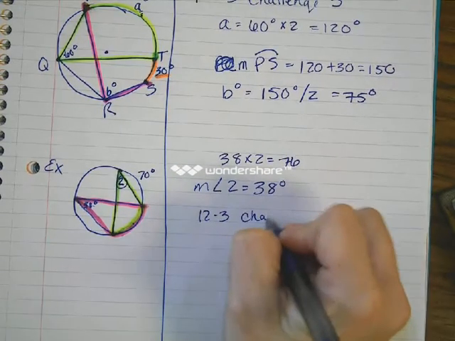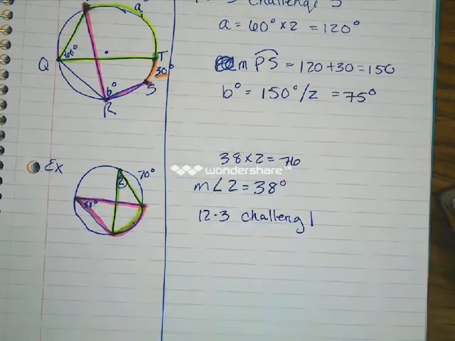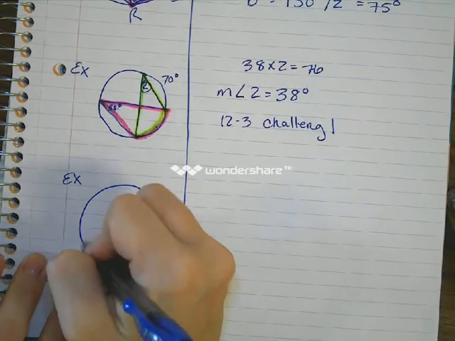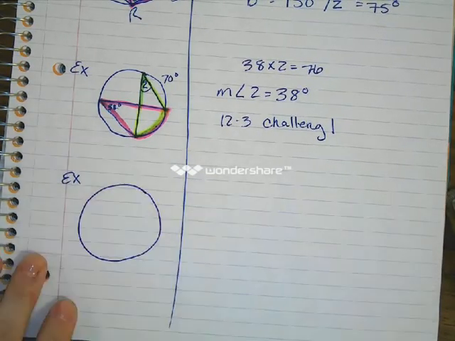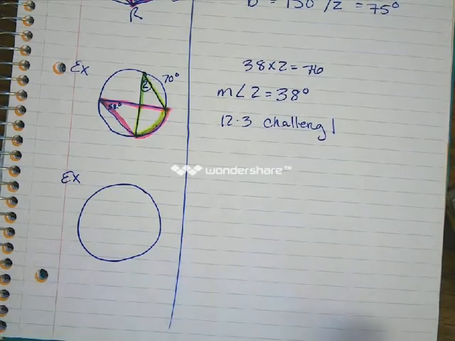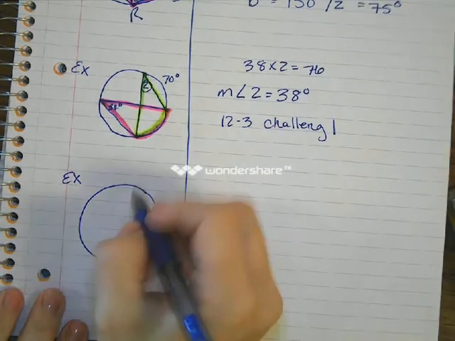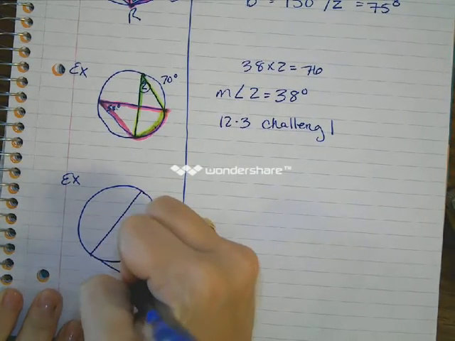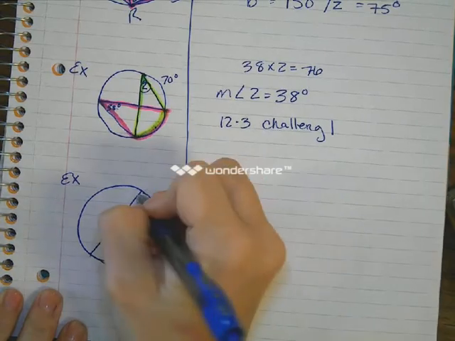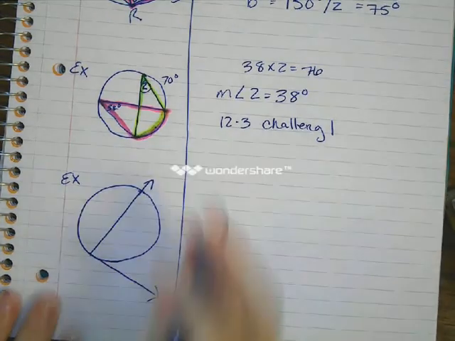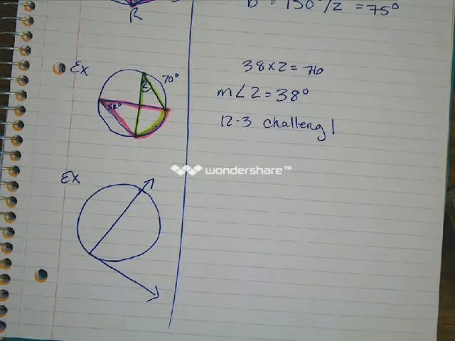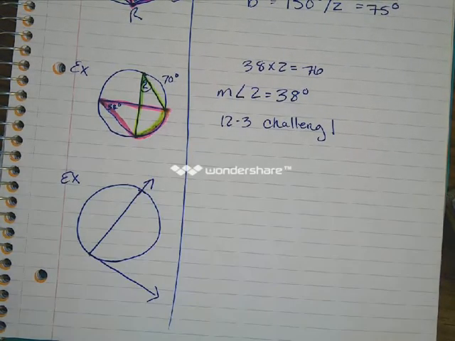It is possible to have an inscribed angle with half of the angle outside the circle. But it only works when I have a tangent line. This is still an inscribed angle because the vertex is on the edge of the circle. And it still has an intercepted arc. So the arc from here to here is still the intercepted arc. And the angle from here to here is still the inscribed angle.